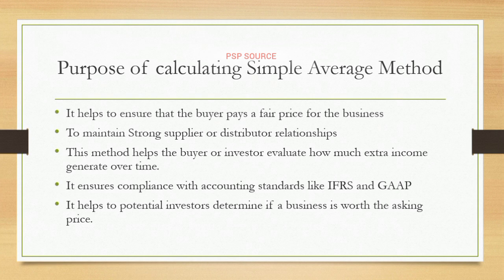The fifth purpose is that it helps potential investors, meaning those who are likely to invest in your business, those who are interested in investing in your business. This method helps to know how much return they will get in future. They need to know what the exact price is. So the simple average method helps investors determine what price they are getting in a specific period of time.